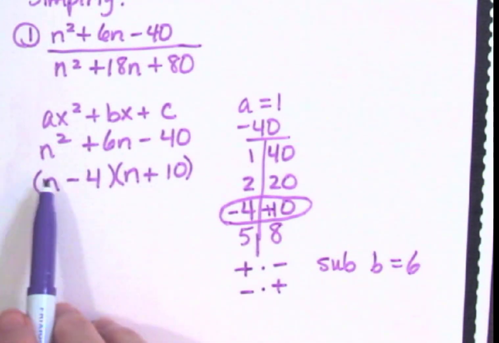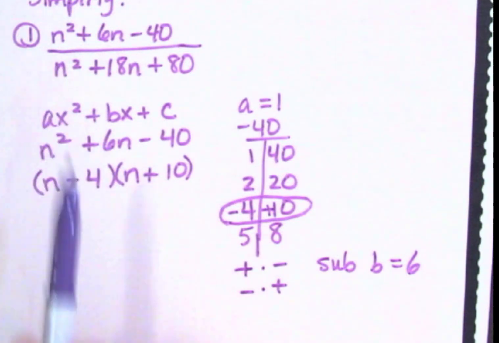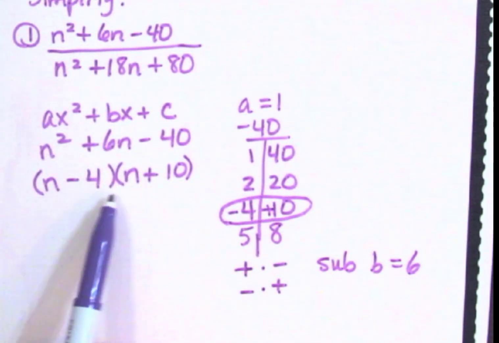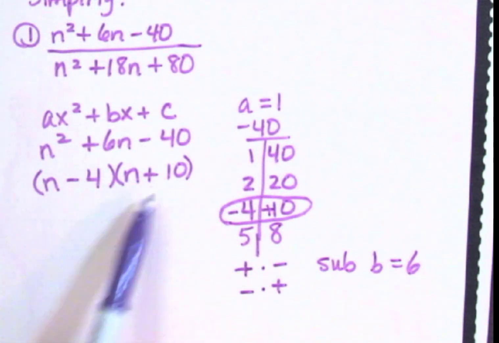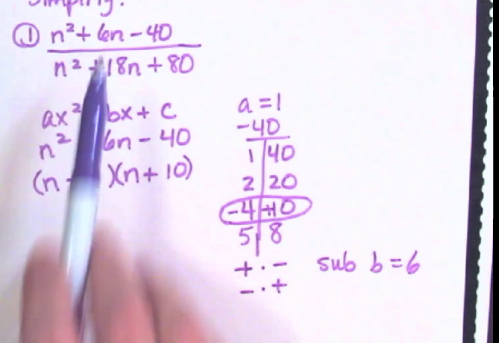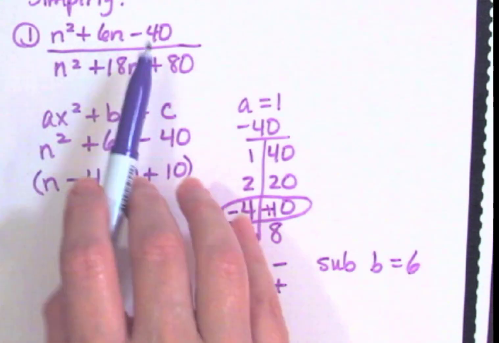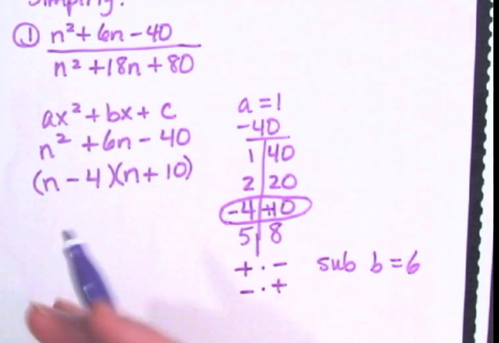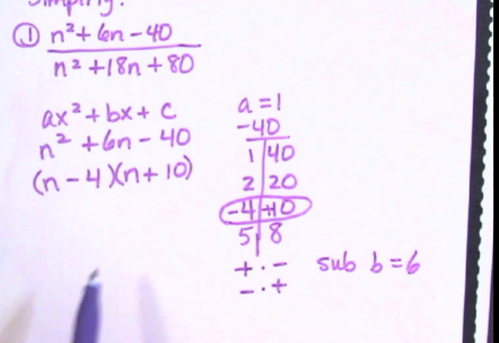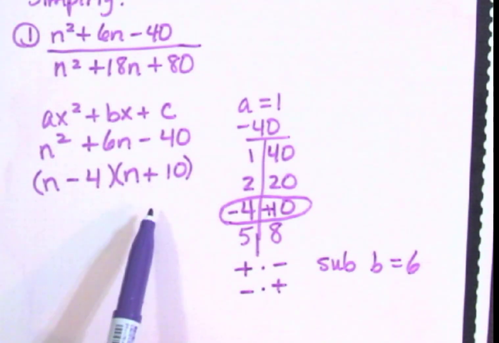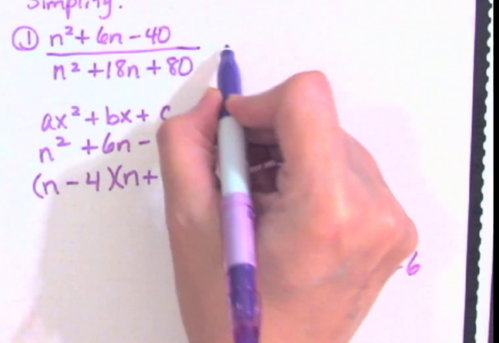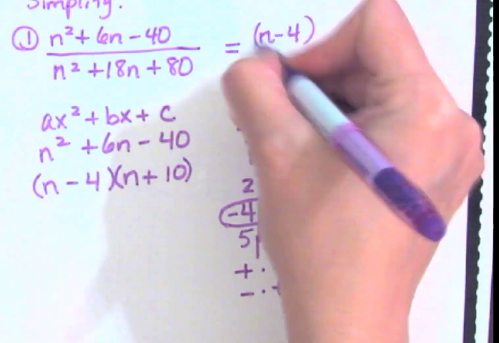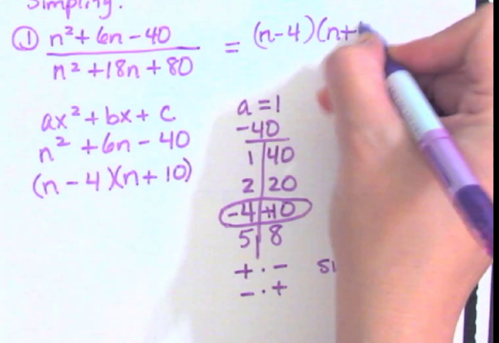And you can check this. n times n is n squared, and then negative 4 times n, so that'd be 10n minus 4n is 6n, and then negative 4 times 10 is negative 40. So we're just undoing the distribution or FOIL method that happened to get those two factors. Okay, so that's what's going to go up here at the top, n minus 4 times n plus 10.